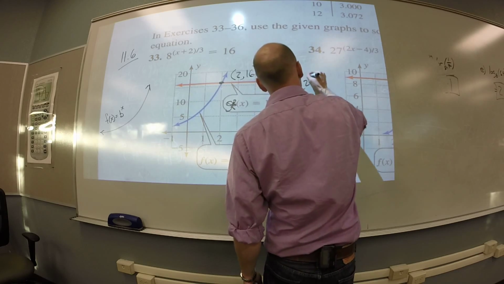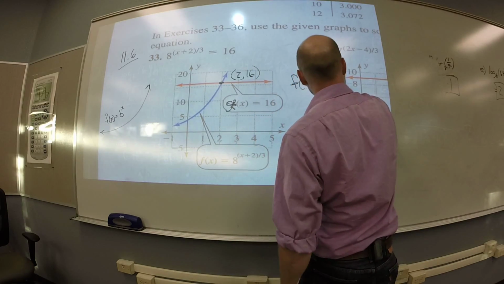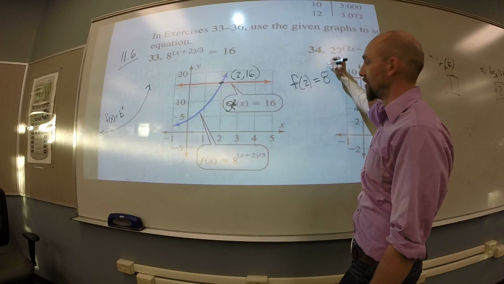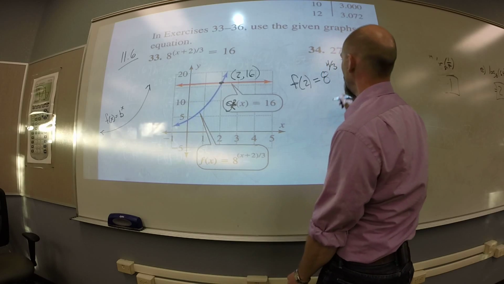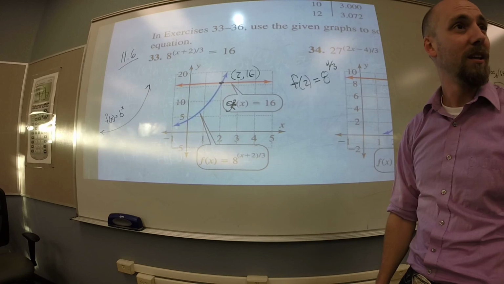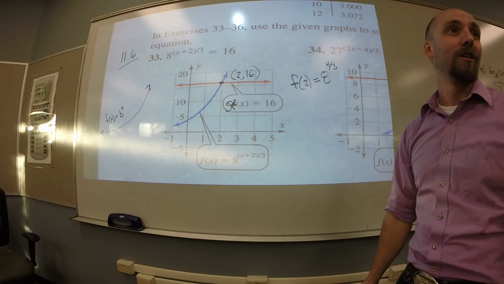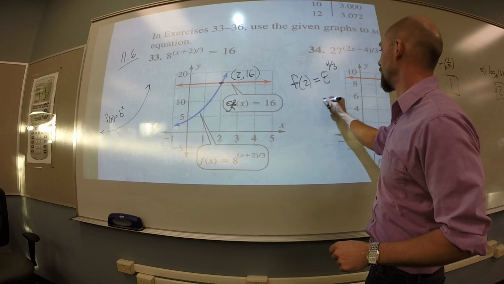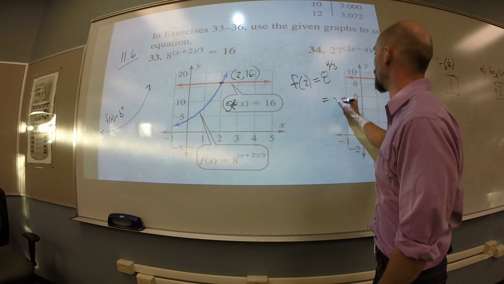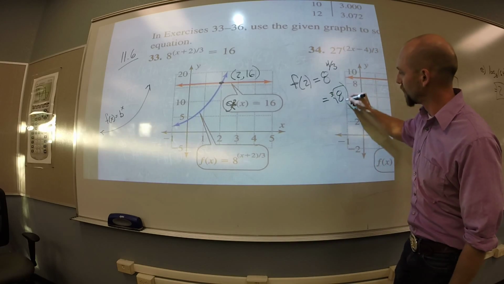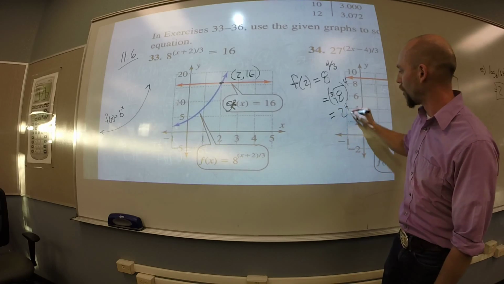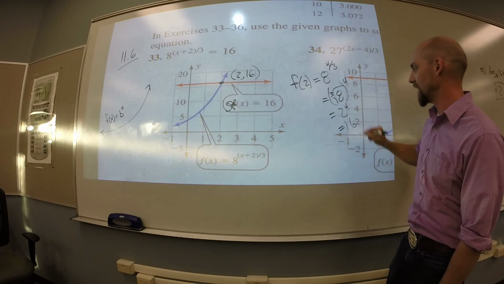f of 2 is 8 to the 4 over 3. What's 8 to the 4/3 power? Well, 8 cubed was 2, and then 2 to the 4th power is 16. Close, but not cubed, the cube root. So the cube root of 8 to the 4th is 2 to the 4th. Indeed, that is 16.